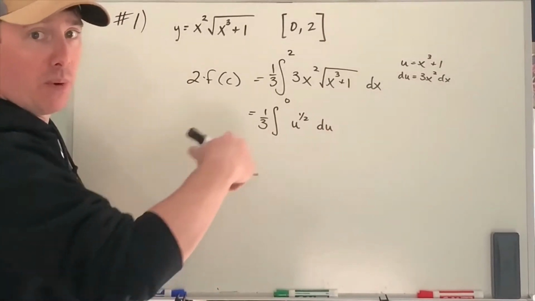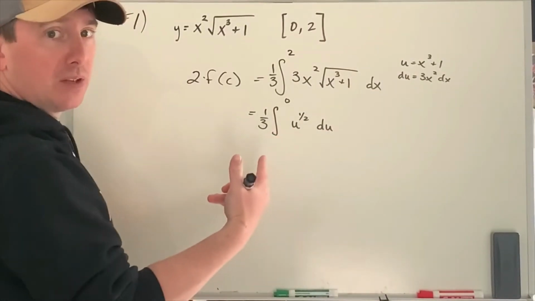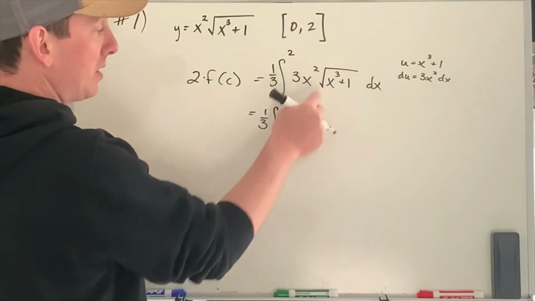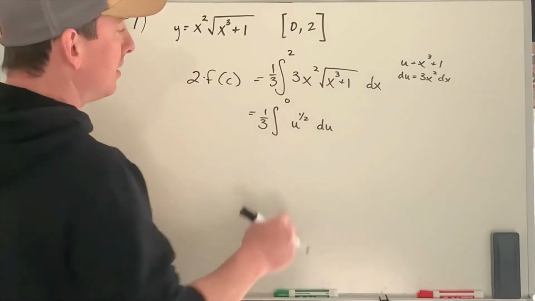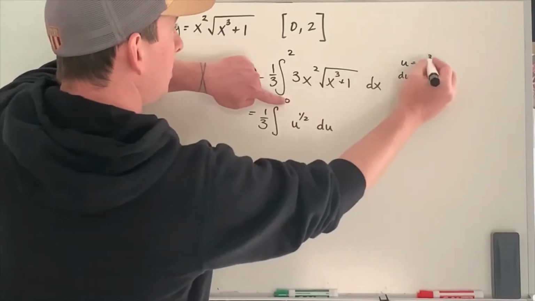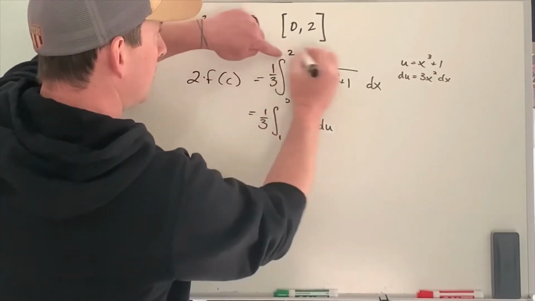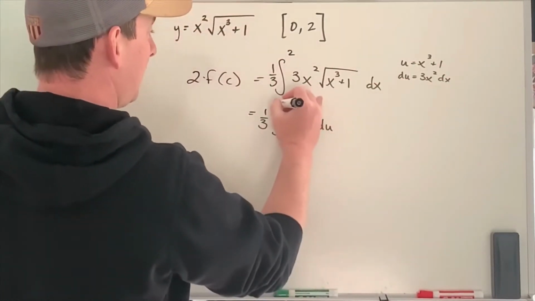Now since I went ahead and turned everything into u, I'm going to change the bounds also. If you're going to change from x's to u's, make sure you change the bounds also, so that way you don't have to go back to x's at the end. So if x is 0, that's the same thing as u being 1, and if x is 2, that's the same thing as u being 9.